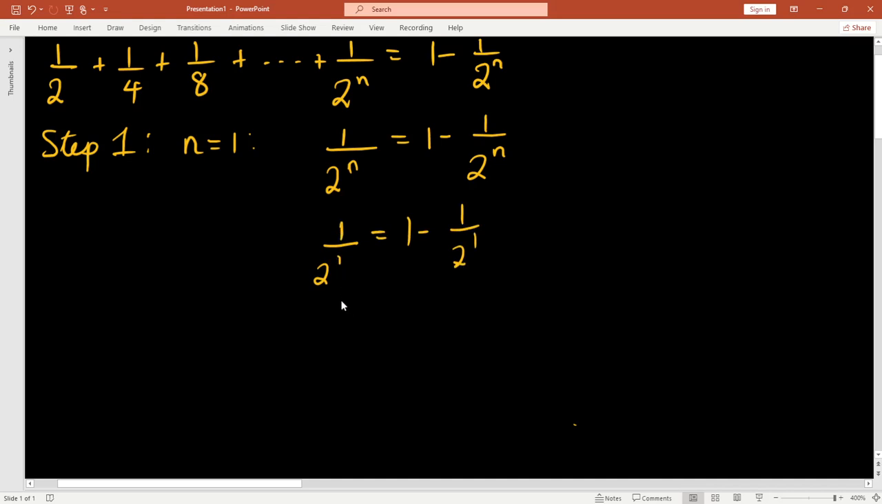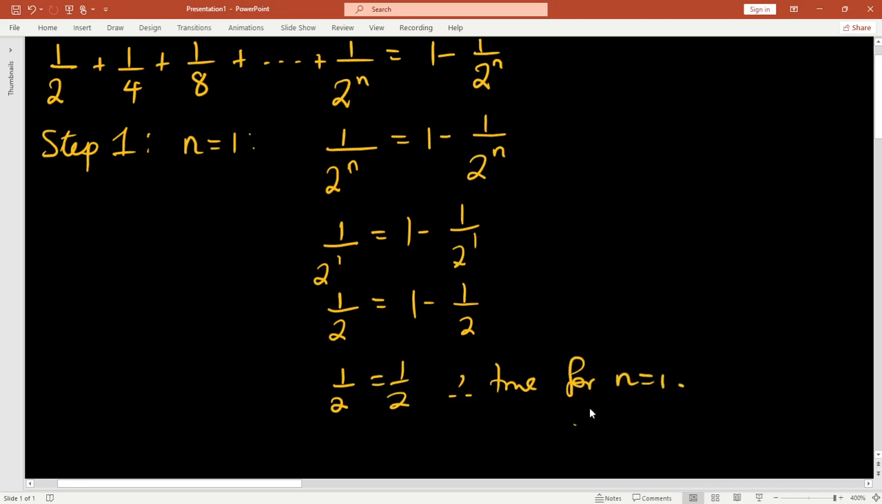So 2 to the power 1 is just 2, so we have 1 over 2 equal to 1 minus 1 over 2. We know that 1 minus a half is just a half, so we have 1 over 2 equal to 1 over 2. Therefore, this is true for n equals 1. Alright, if this is true for n equals 1, we need to show that it's also true for n equals k and also n equals k plus 1.